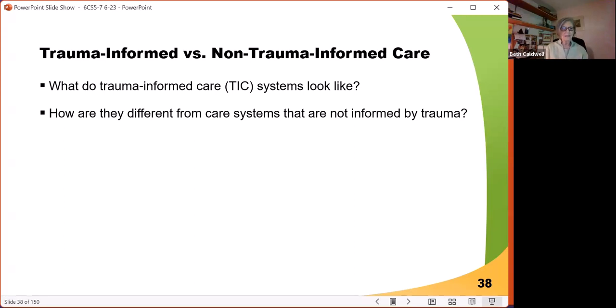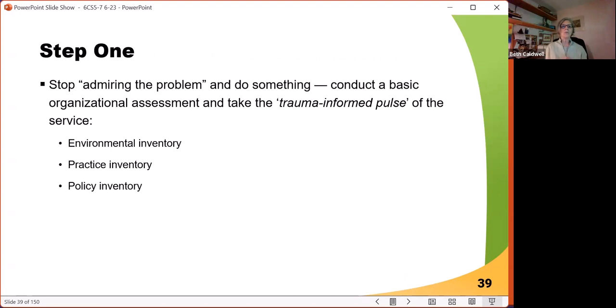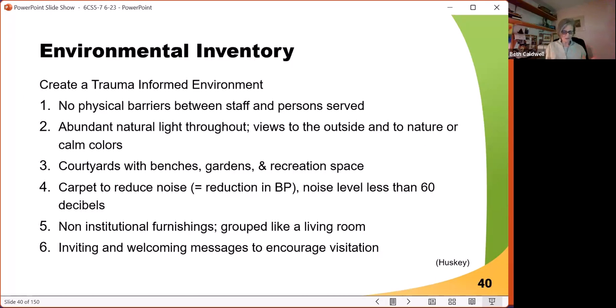And so to the next slide then, what do they look like? As you go back to your programs, in the next week and the weeks to come, think about your environment, think about your practice, and think about the policies you have. This gets exactly to Brenna's question yesterday about what to do. So let's go to the environmental inventory. A very simple thing we can do is make little changes to our environment. Some of them are big changes.